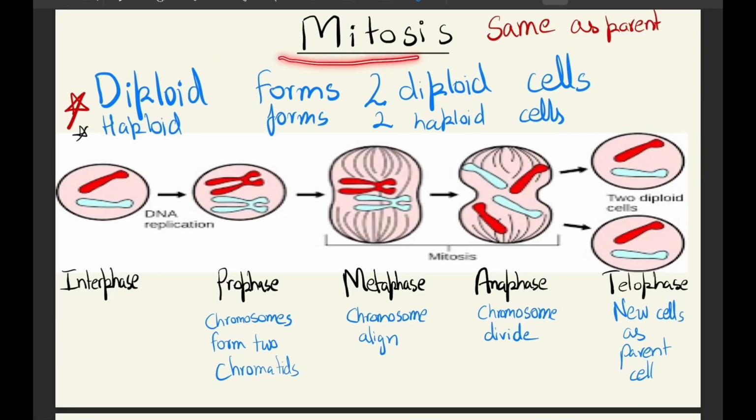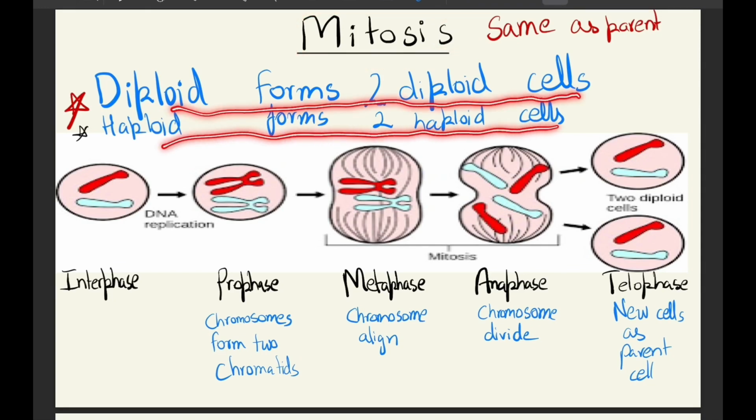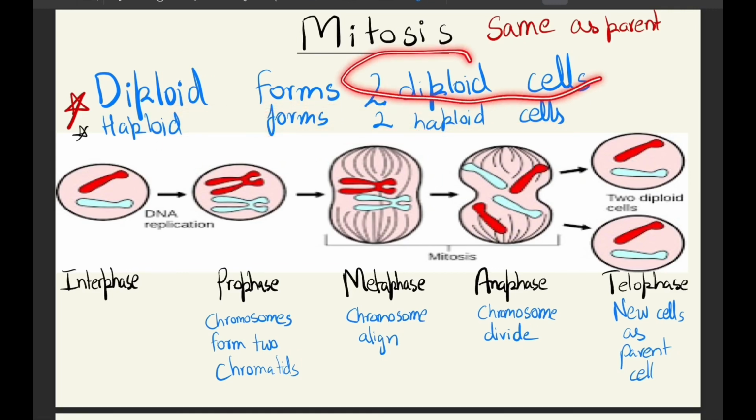Then we start with mitosis, and one thing you should remember as a medical student is that a diploid cell forms two diploid cells and a haploid cell will form two haploid cells, though it is mostly in diploid cells. So it is the same cell as the parent cell. It has phases: interphase, prophase, metaphase, anaphase, and telophase.